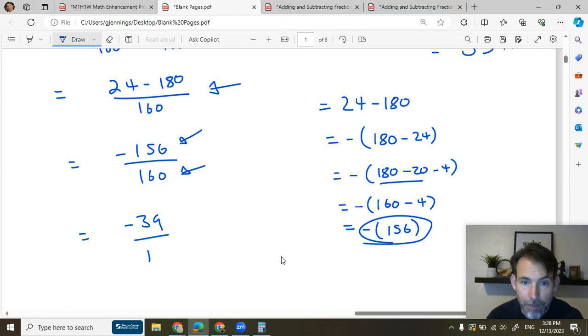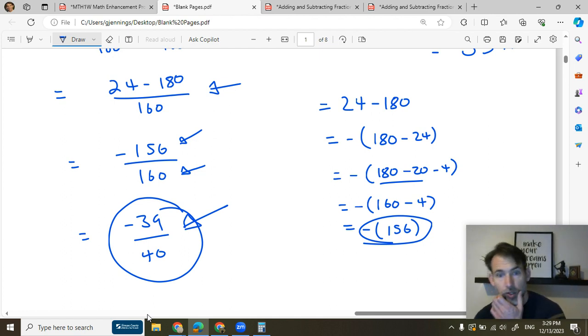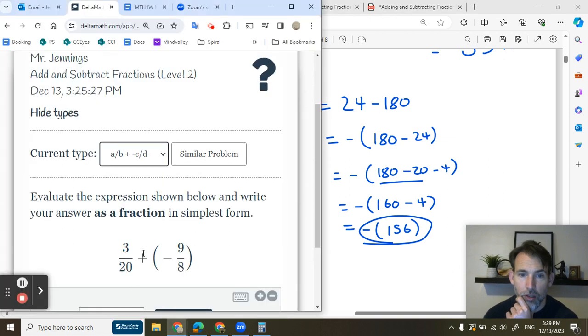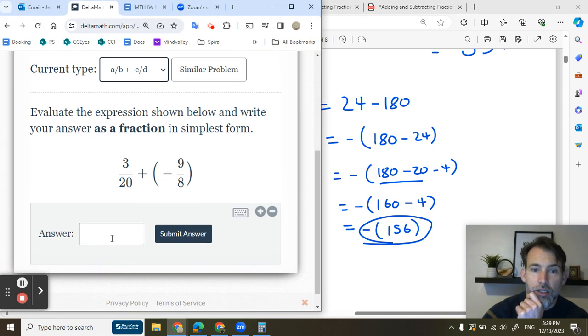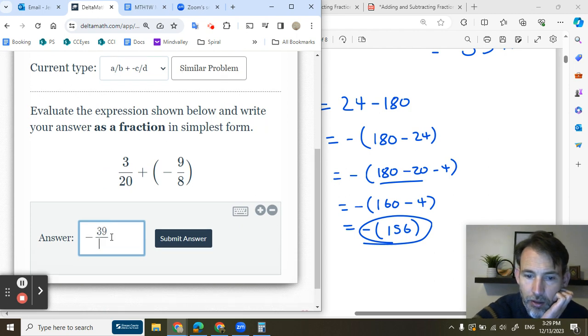Well, 40. Okay. Remember I said really, really close to 1, but not quite 1? There it is, folks. Very, very close to negative 1, but not negative 1. Okay. So minus 39 over 40. That's how that one's done. Minus 39 over 40.